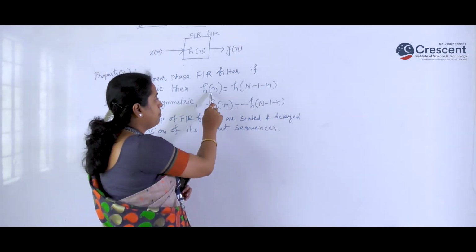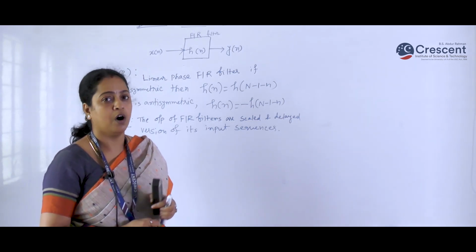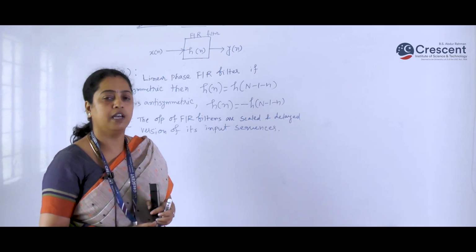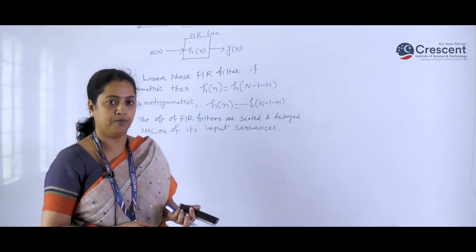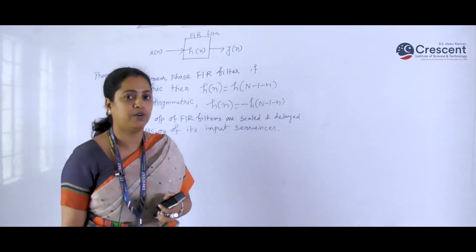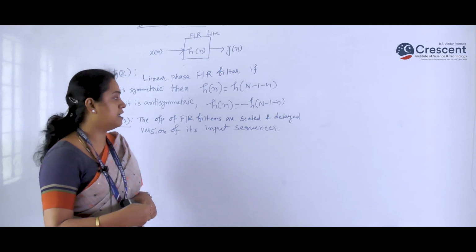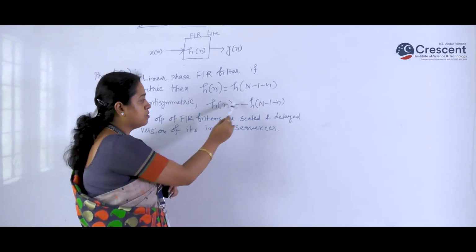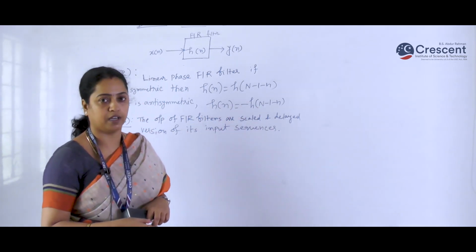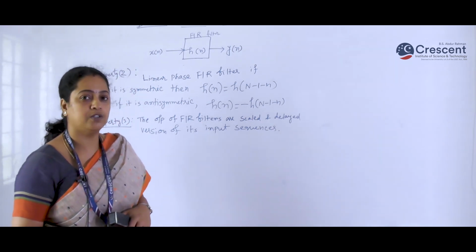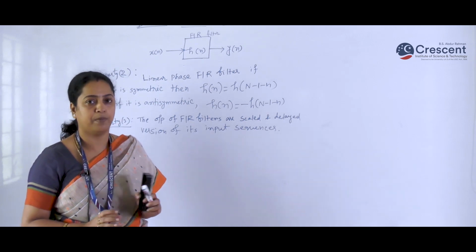So since h of n is equal to h of N minus 1 minus n, suppose we have to design a filter of length equal to 8, then if we find only 4 coefficients of h of n, it is enough, because the remaining 4 coefficients we can find using this property. Similarly, if the FIR filters are antisymmetrical, then its impulse response has the property h of n equal to minus h of N minus 1 minus n. So using these two properties, based on the nature of the FIR filter, either symmetrical or antisymmetrical, we can reduce the number of computations.